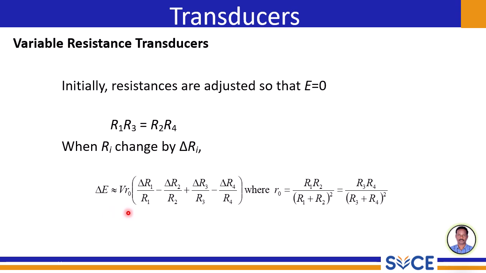R0 is a factor related to the initial configuration of the bridge, which is given here. This equation for del E is very crucial. It shows that the change in output voltage is directly proportional to the input voltage and the fractional changes in the individual resistances of the bridge arms. The sign in the equation indicates how a change in each resistor affects the output voltage.